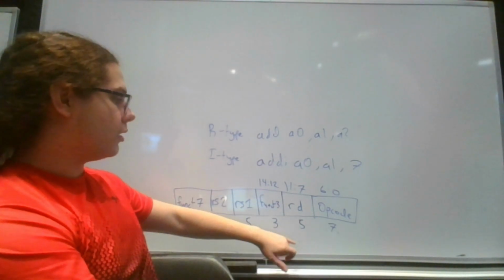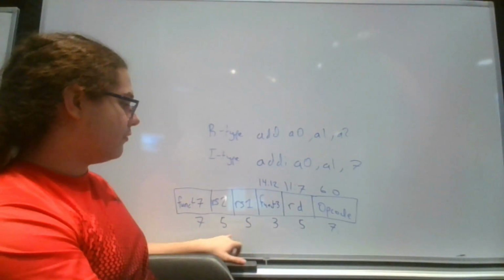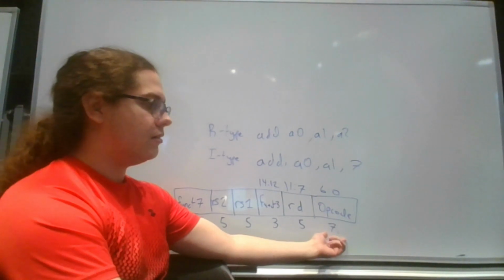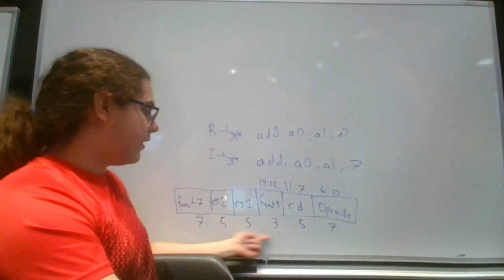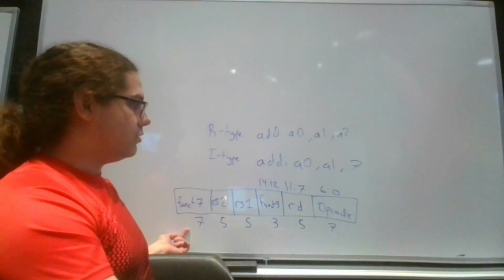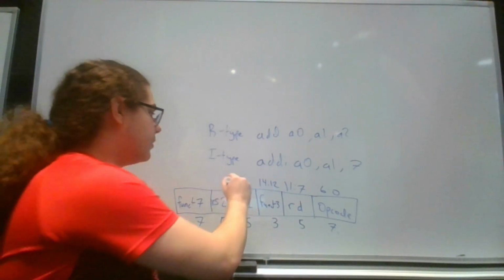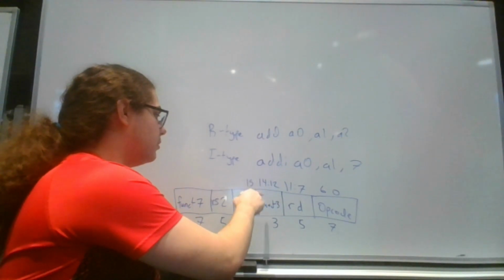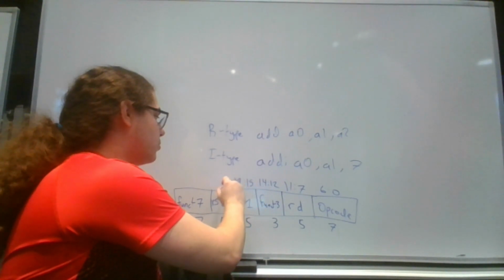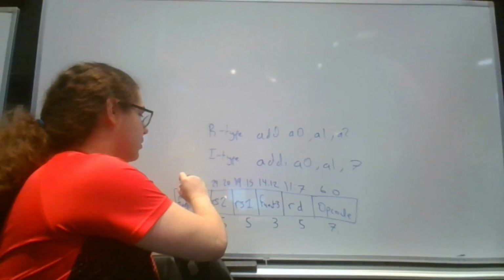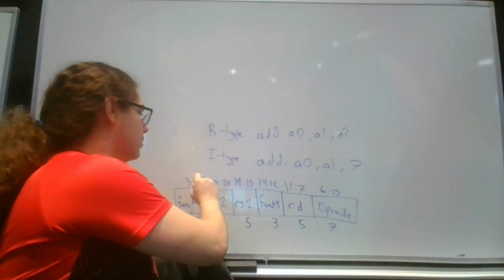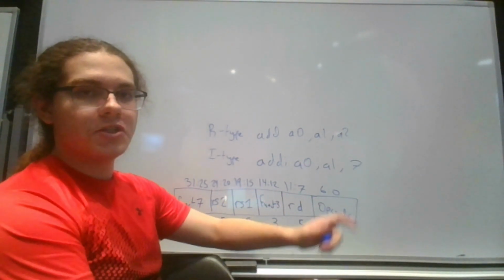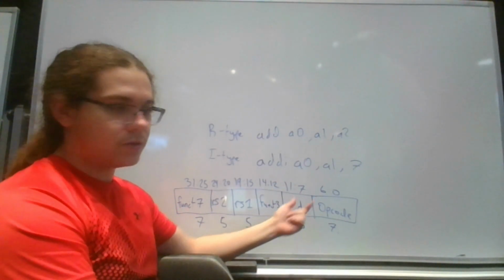So let me just double check my work. 5, 5, and 5 is going to be 15. And then you have 3 and 7 is 10. So 15 plus 10 is 25. And then 25 plus 7, that's 32. So it is 32 bits. That's right. So I can go ahead and write the rest of these in. 15 up until 19, and then 20 up until 24, and 31 to 25. So those are the bit fields in which each of these regions goes.